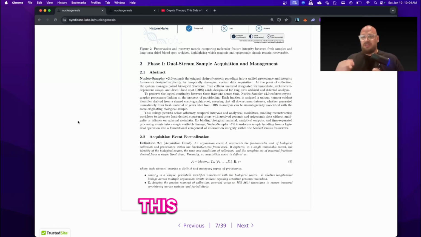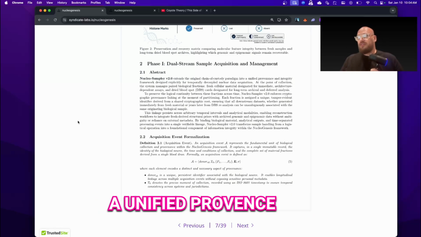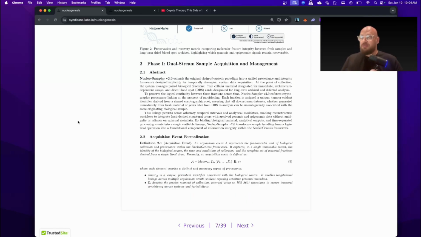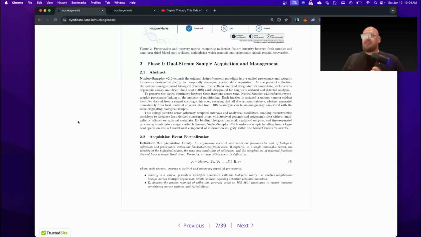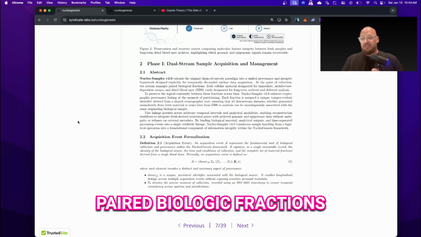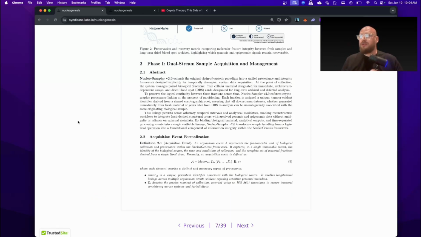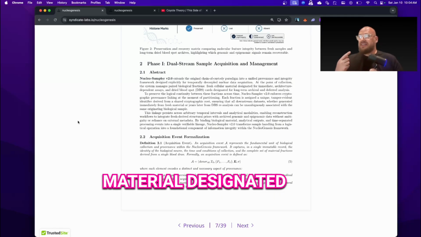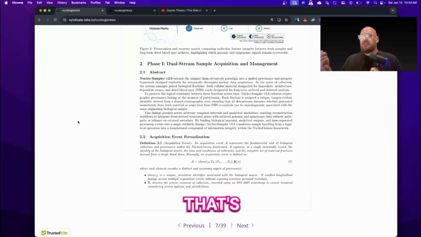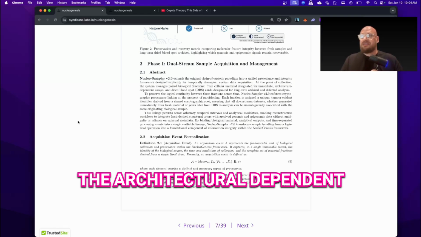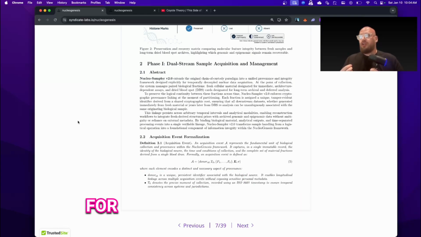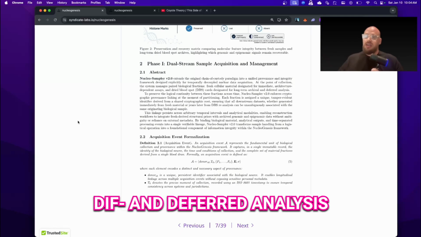So Nucleo sampler, this is version 2 of it, extends the original chain of custody paradigm into a unified provenance and integrity framework designed explicitly for temporally decoupled nuclear data acquisition. At the point of collection, the system manages a paired biologic fraction. So if you remember, we were talking about those two fractions that are important, right? So that's the fresh cellular material designated for immediate architecture-dependent assays for immediate sample analysis, and then you have the dried blood spot cards designed for long-term archival and deferred analysis, so analysis in the future.